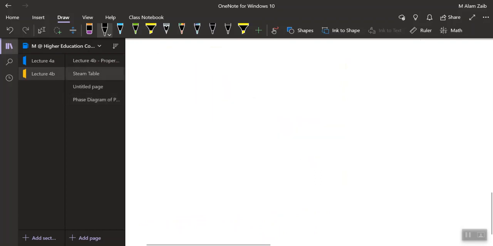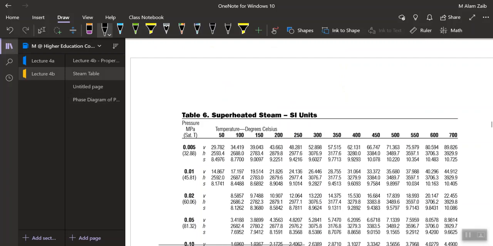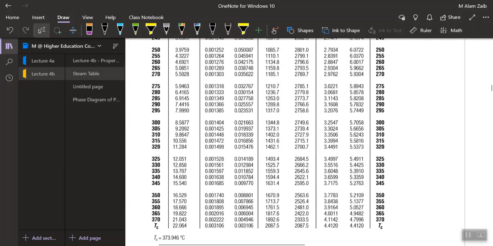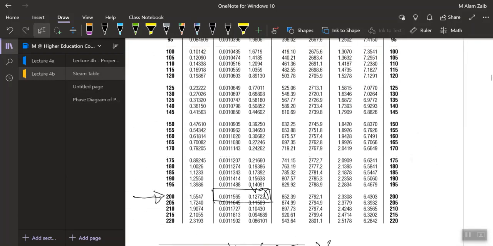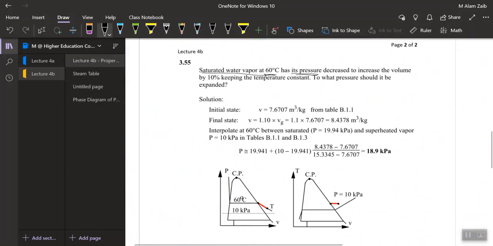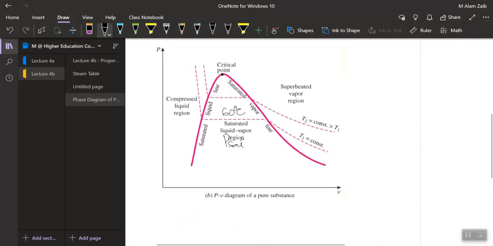And let's find out from the steam table what that pressure would be. At 60 degrees centigrade temperature, we would have a pressure of 0.019946, which is equal to 19.946. So let's go back to this one, and that would be the pressure at 60 degrees centigrade: 19.94 kilopascal. The pressure was written in kilopascal.